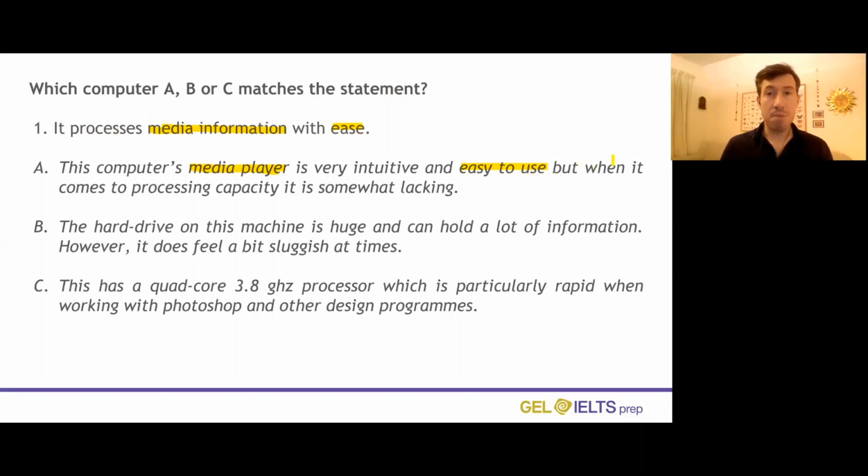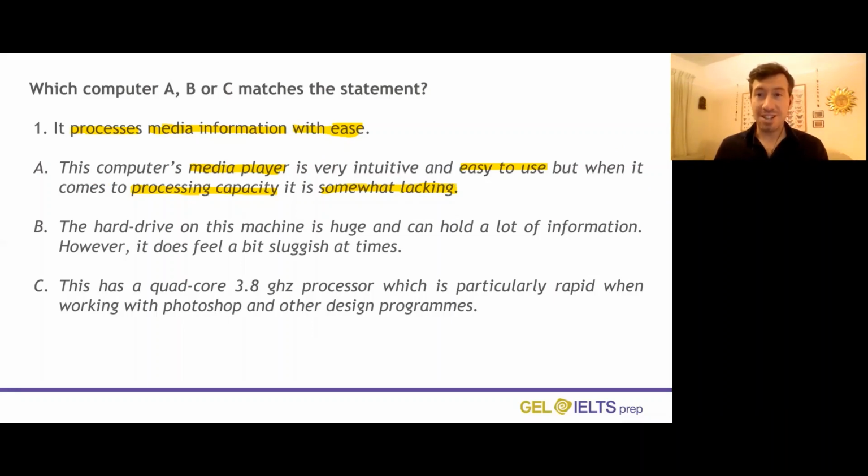So then it says, but when it comes to processing capacity, which is what we want to look at, processing. So that keyword's important. It is somewhat lacking. So lacking and with ease, lacking means it's very slow. With ease means it can do it very quickly. So we can see here that if we read the full sentence, there are some distractors, but overall it is not correct.